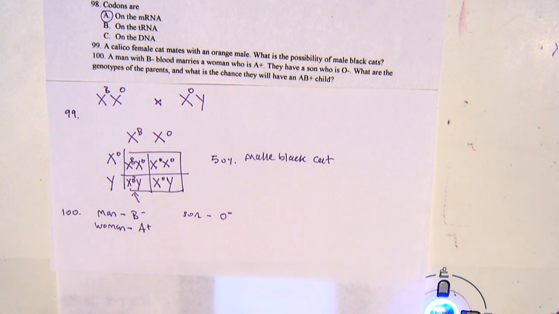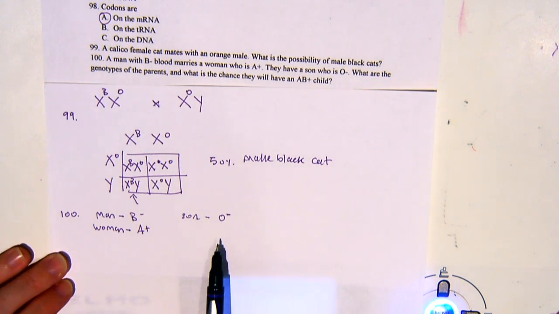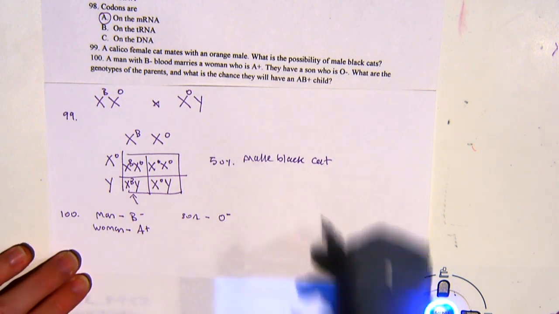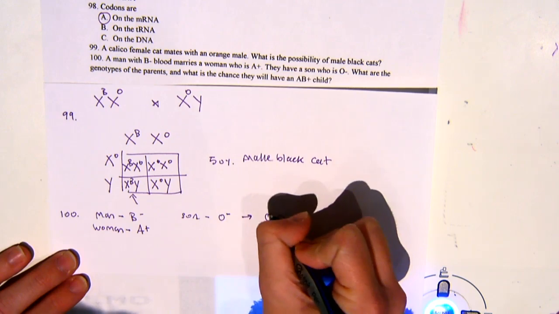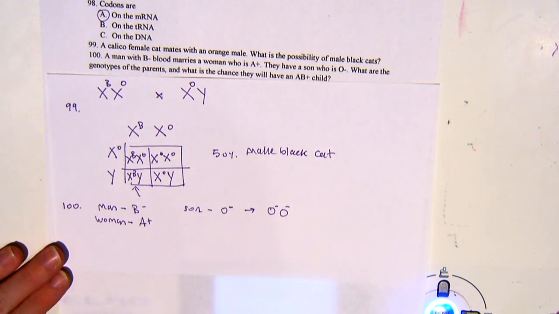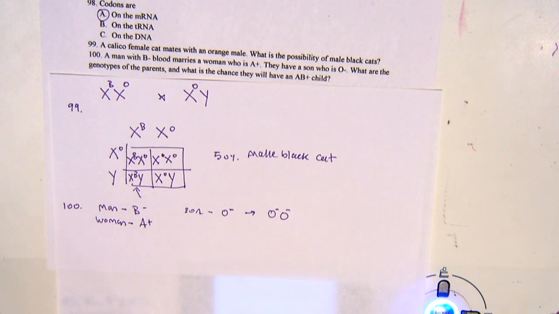First of all, we need to take the son's information to figure out the man and the woman's genotype. We know that A and B are co-dominant over O, and that the positive Rh factor is dominant over the negative Rh factor. Because the son has both recessive alleles, his genotype is going to be OO, with two negative Rh factors.